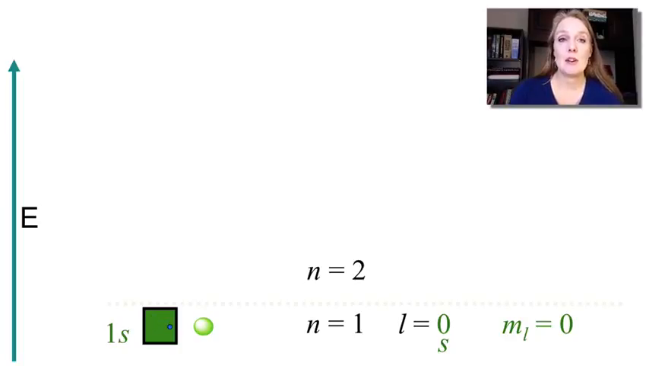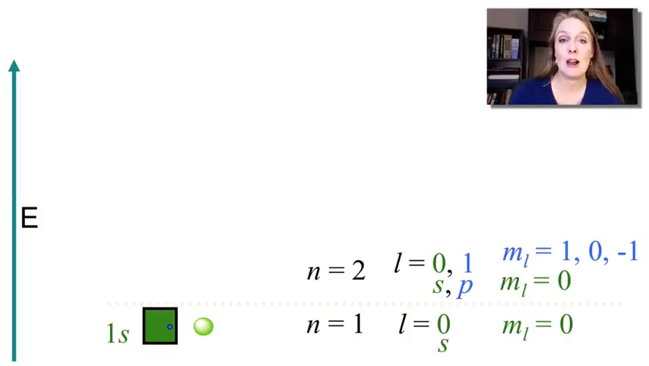Well, if n equals 2, I can have 2 different values for L. L can be 0 or L can be 1. If L equals 0, that's an s orbital. And if L equals 1, that's a p orbital. For the 2s orbital, there's only one allowed value of ml because spheres don't have directionality, do they? They're spherically symmetrical. And if L equals 1 for the p orbital, I have 3 directions of how the p orbital can be oriented. Let's draw pictures of that.